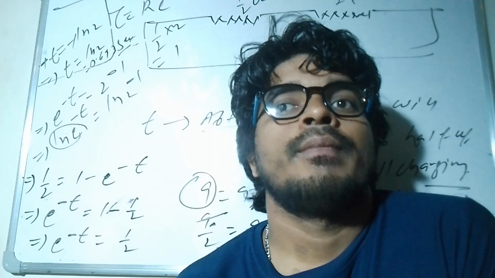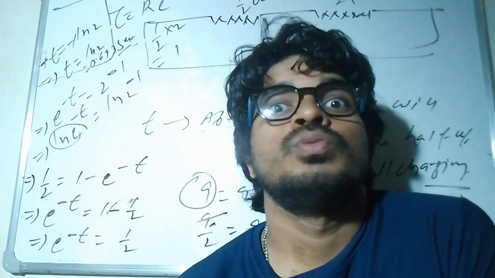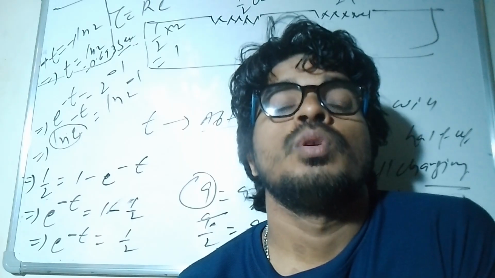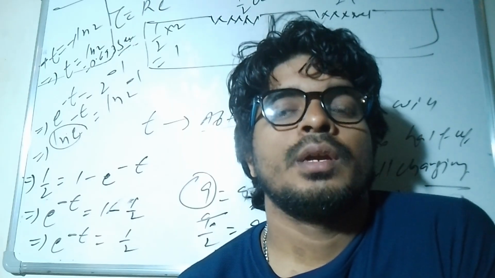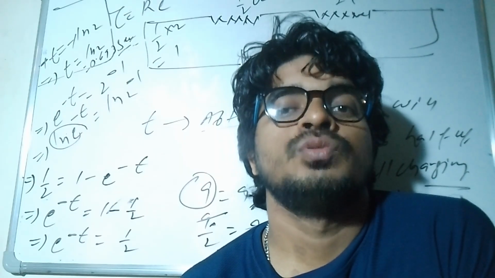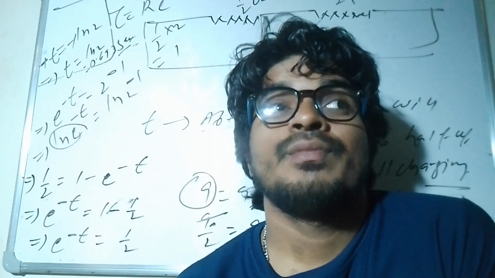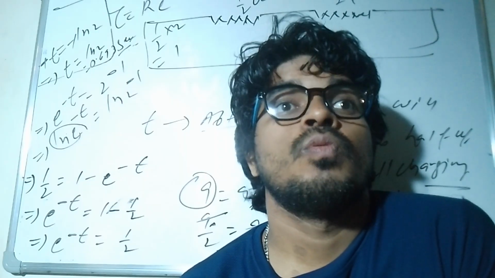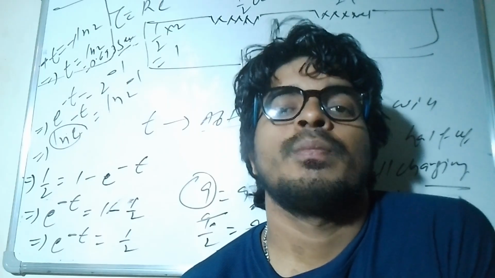And after this, you should know about energy. Total energy U equals Q into V, where Q is the charge on the capacitor and V is the voltage of the source by which you are charging the capacitor. Half of the energy will be dissipated, so full energy will not be stored. So 1 by 2 Q V energy will be stored in the capacitor.